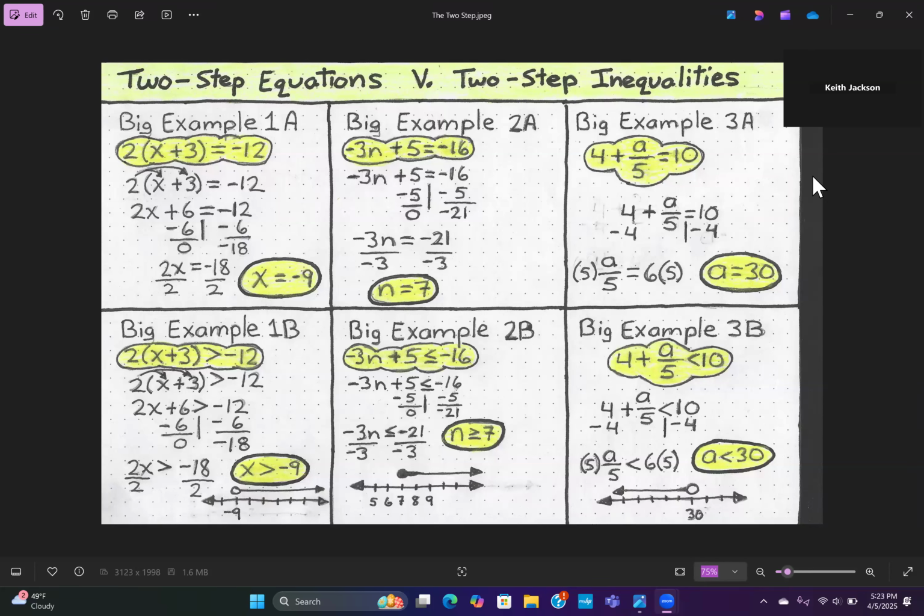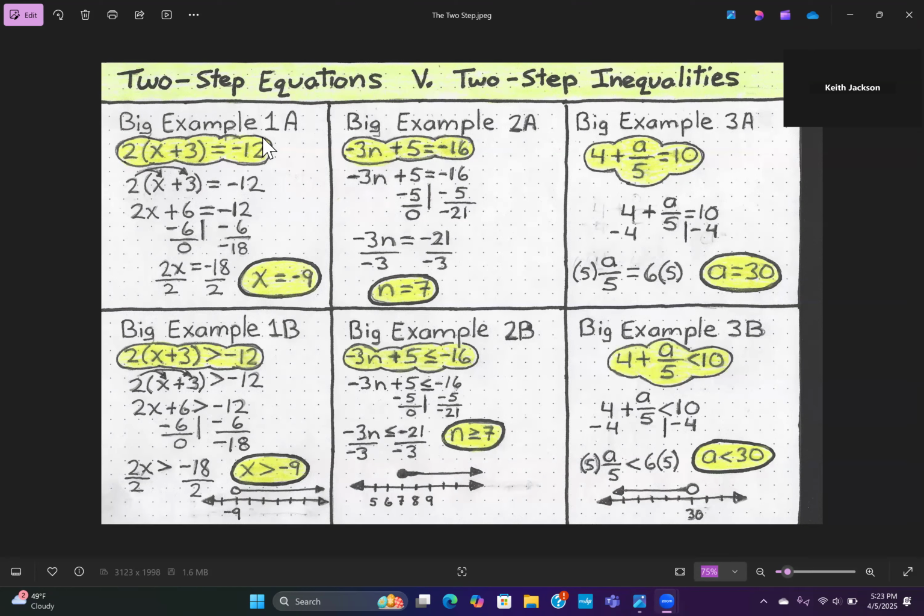In this video, we're going to compare two-step equations with that of two-step inequalities, their counterparts. And so we have three big examples up top as far as two-step equations are concerned, and then we're going to have three big examples involving inequalities using the same numbers, but keep in mind we're going to use the same procedure, and I'm going to show you how that's going to work itself out.